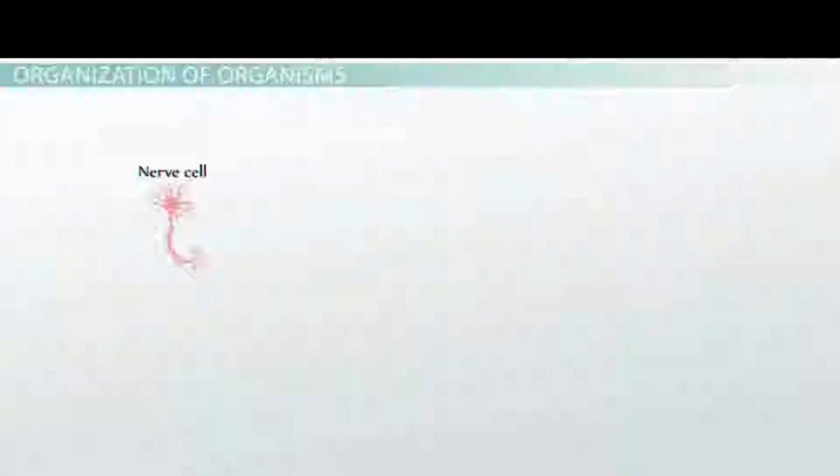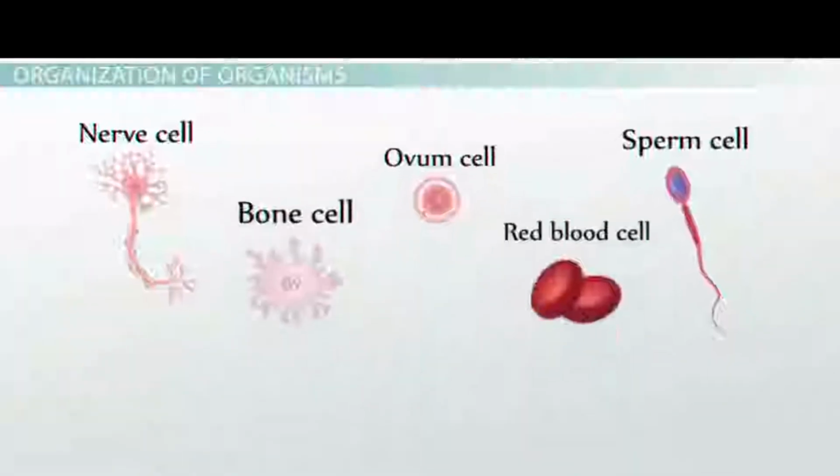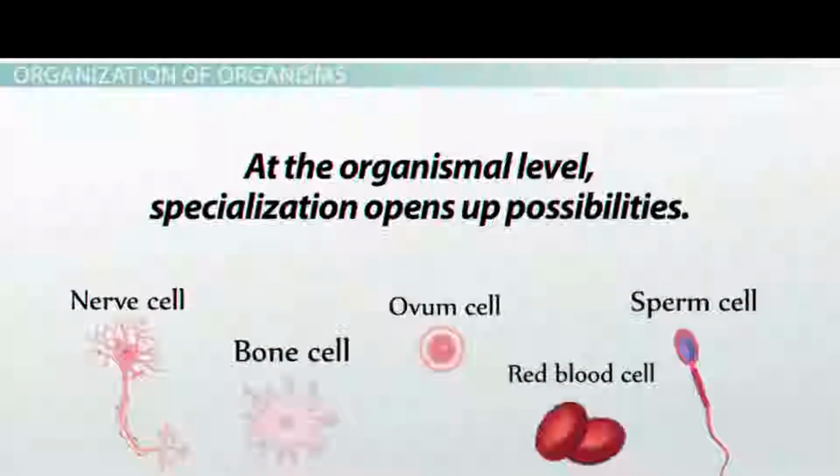So back to the question of whether or not specialized cells are more limited than single-celled organisms. At the cellular level, the specialized cell is limited to performing its specific task and is more limited than a single-celled organism. However, at the organismal level, specialization and division of labor opens up almost limitless possibilities for variation of structures. And it frees multicellular organisms from the limits of single-celled organisms in terms of size and complexity.